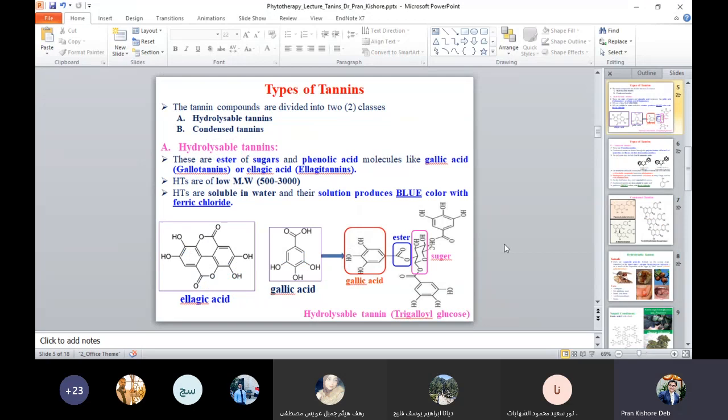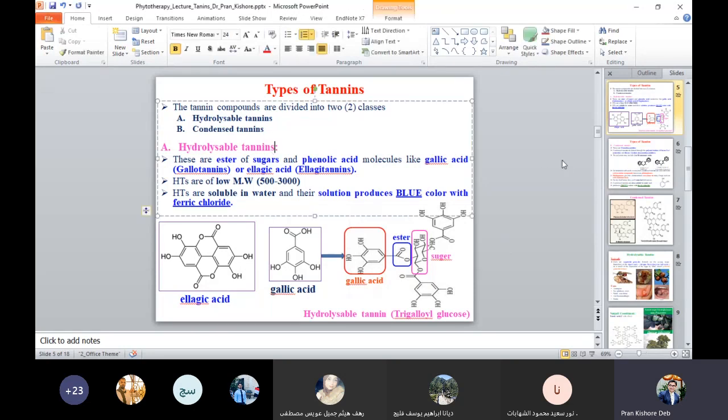So we go to types of tannin, which is very important from your exam point of view as well. There are two types of tannin. Try to understand the difference. I will ask questions after this. One is hydrolyzable tannin, one is condensed tannin. So first we'll discuss the hydrolyzable tannins.